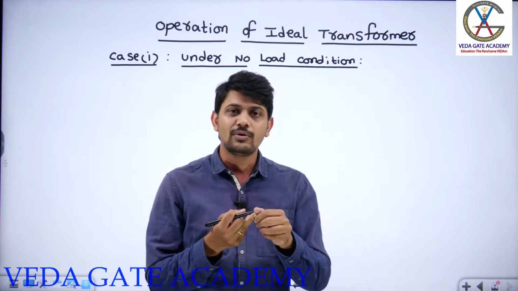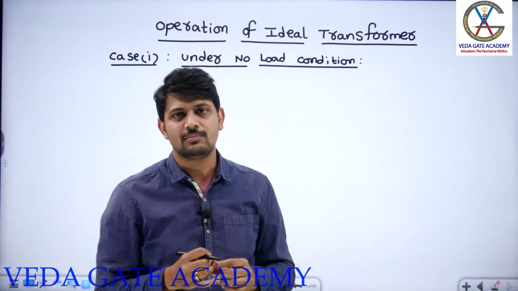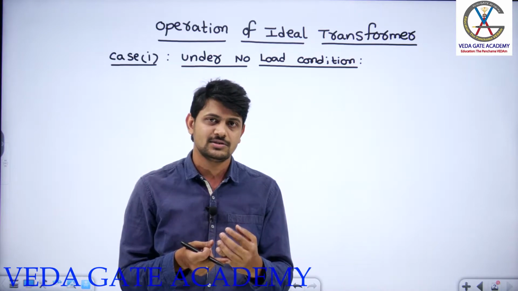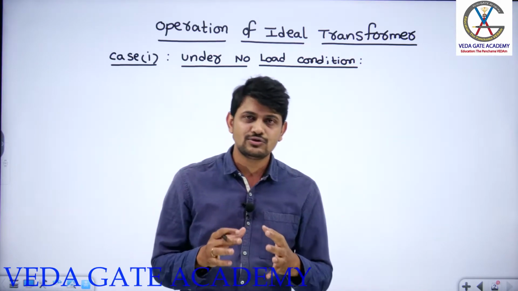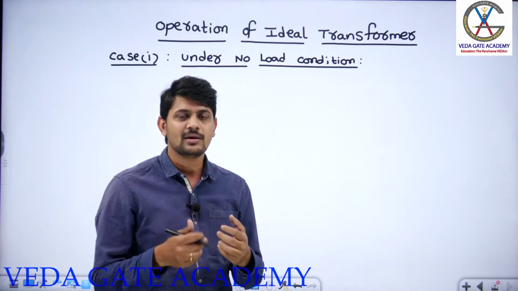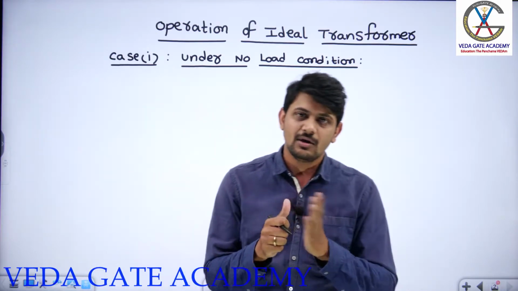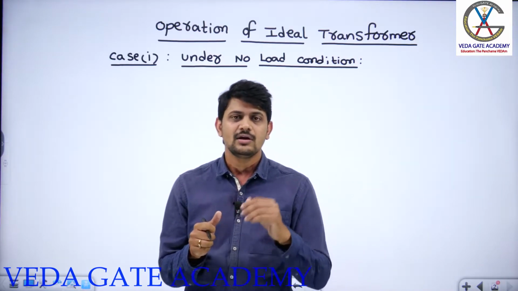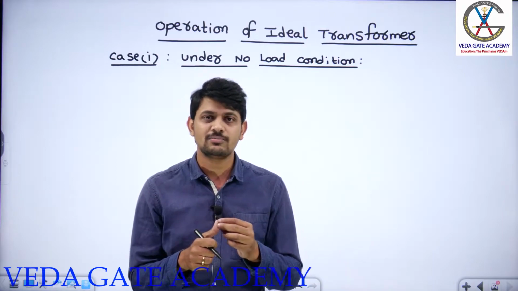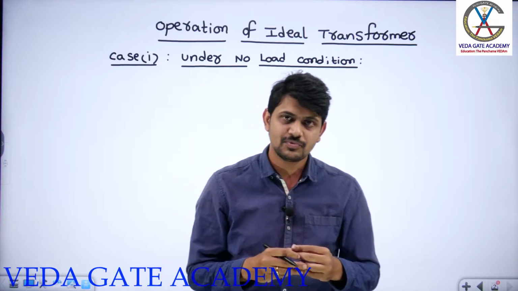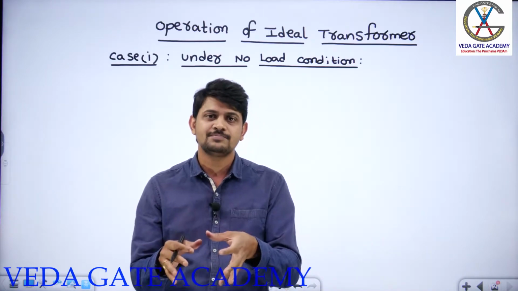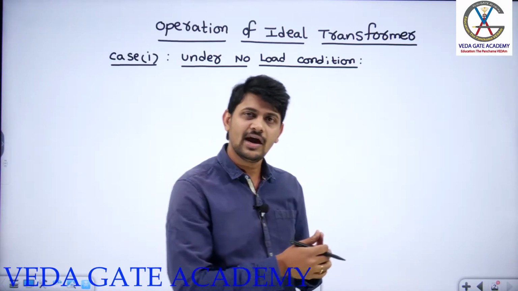Second, we assume that the transformer is a lossless transformer. That means there are no copper losses and no iron losses. The third is that the transformer core has linear BH characteristics. And the last consideration is that there is no leakage flux. If I can consider these points, then I can say the transformer is an ideal transformer.